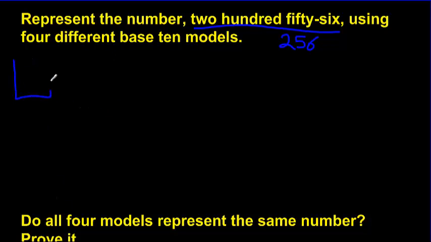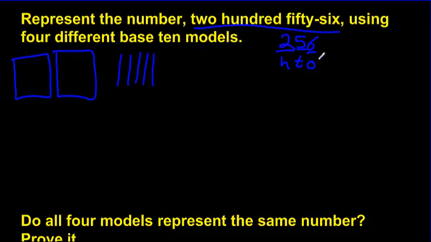Well, this would be 100, 200. That's the hundreds. H T O. So I did my 200s. I'm going to make my 5 tens. 1, 2, 3, 4, 5, and 6 ones. So I'm going to go 1, 2, 3, 4, 5, 6. That's one way. And again, start with the easiest way.